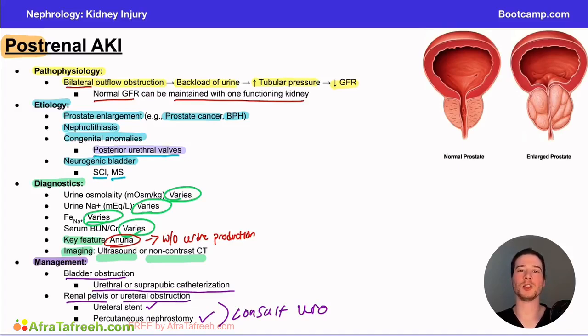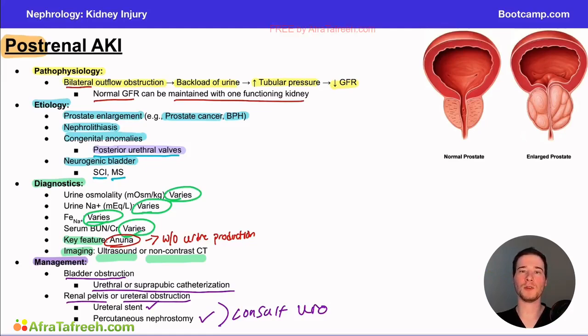So what you're really asked to do is recognize, okay, here's a patient with some kind of kidney abnormality in addition to a prostate abnormality or in addition to something that is causing an obstruction in the urinary system, and make the connection that based on their exam, their history, and their imaging, that they most likely have an AKI due to a post-renal problem.